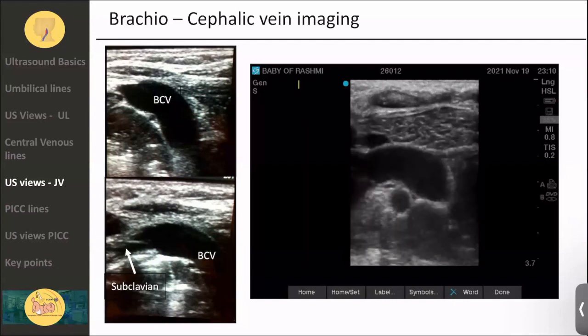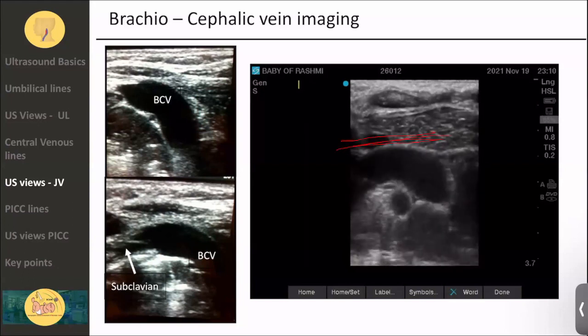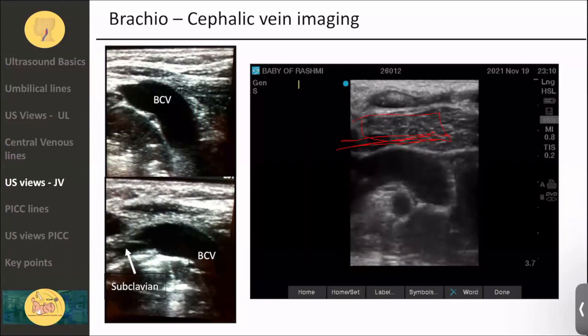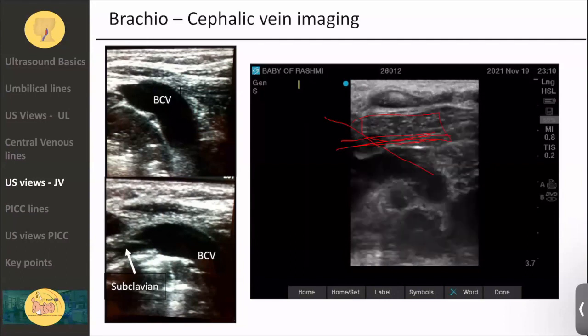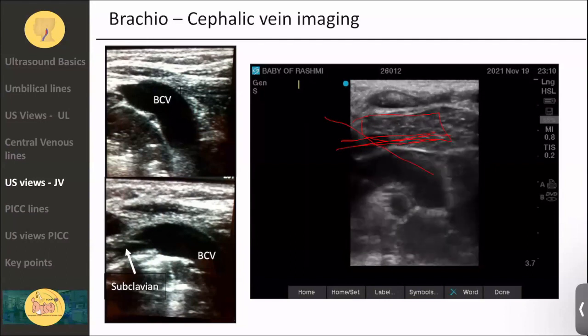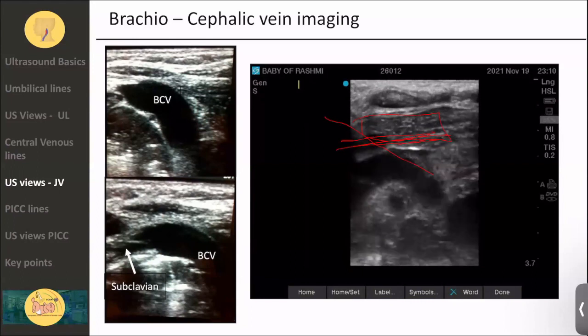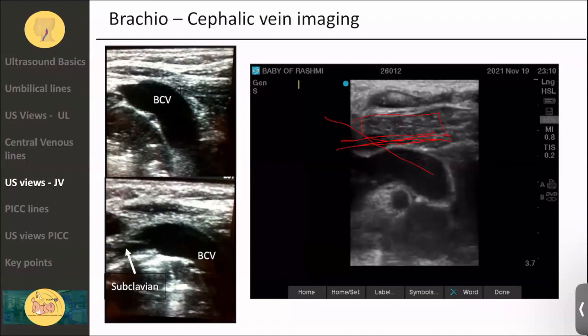So basically our probe is above the clavicle, and we tend to angulate it in the longitudinal way, because in the longitudinal way, once we go in this direction, we can track the needle better. So this is the supraclavicular brachiocephalic approach, and many people use it. We have now started using it. Right now, a mixed response is there, but let's see.